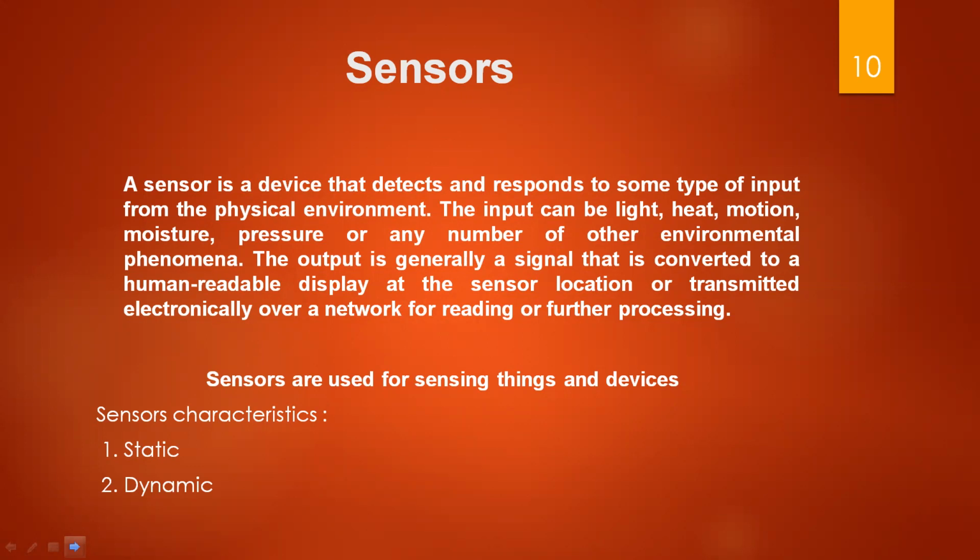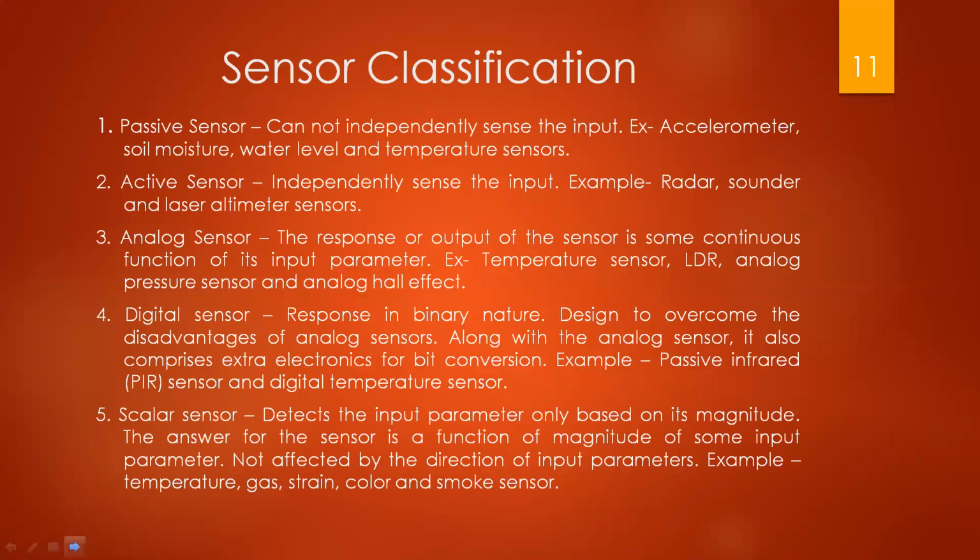So sensors are used for sensing things and devices. Here are some characteristics of a sensor: one is static and the other is dynamic. Now the sensor classification. First, a passive sensor cannot independently sense the input, for example accelerometer, soil moisture, water level, and temperature sensor.